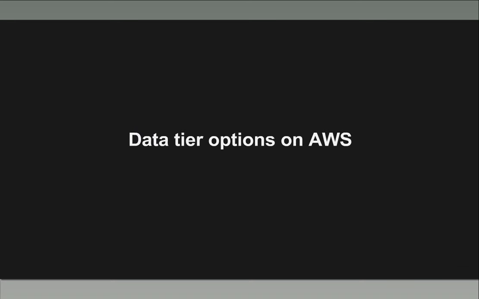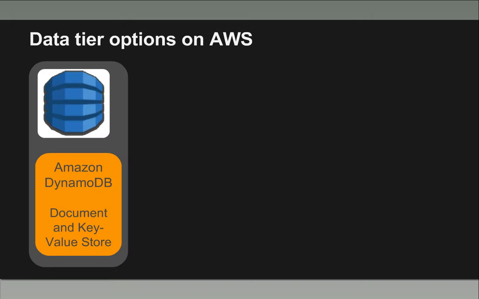Let's look into some of the data tier options that we have in AWS today. We have multiple options for data tier. The first one is going to be Amazon DynamoDB. It's a highly scalable document and key value store. If you are using NoSQL type databases, this is a very popular choice because it is a document and key value store.